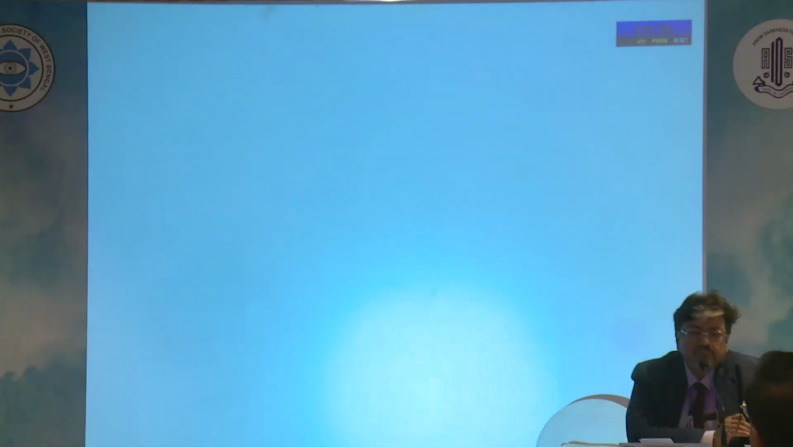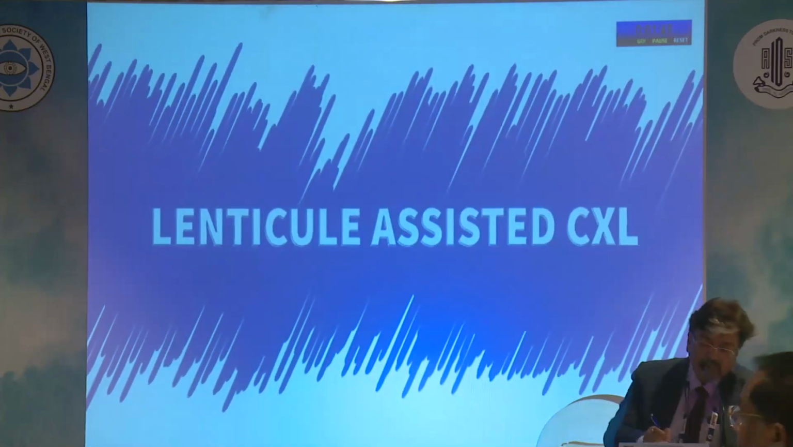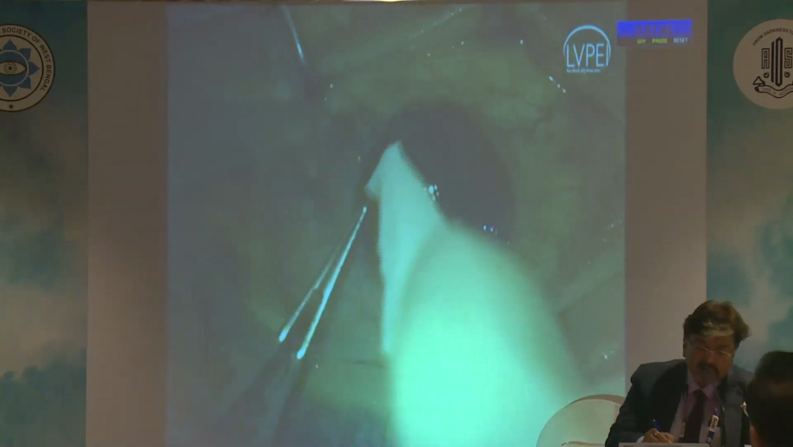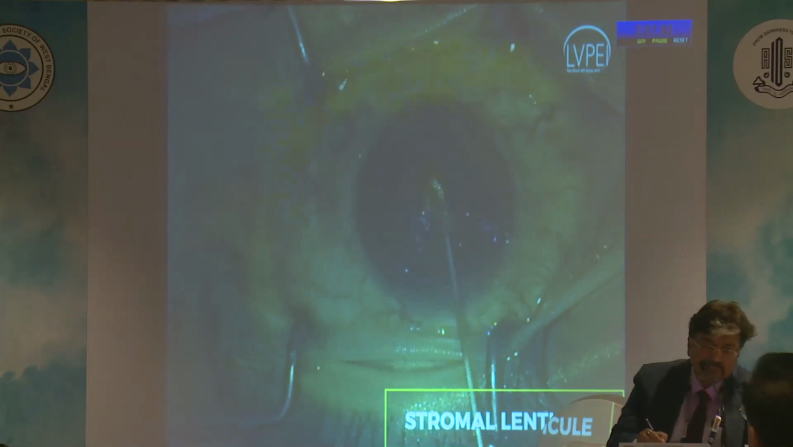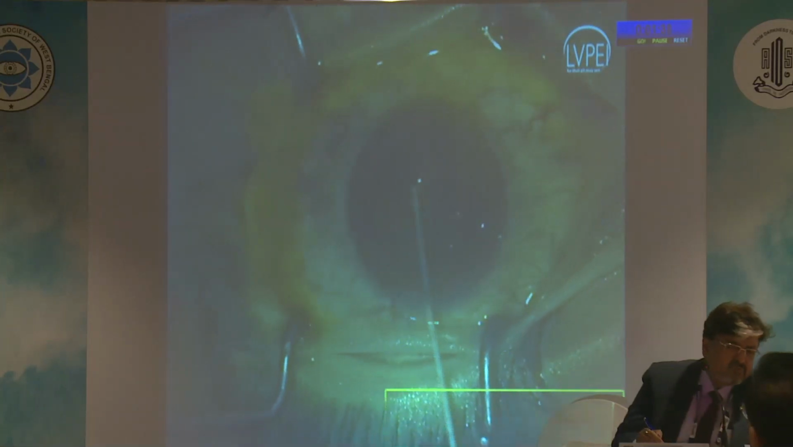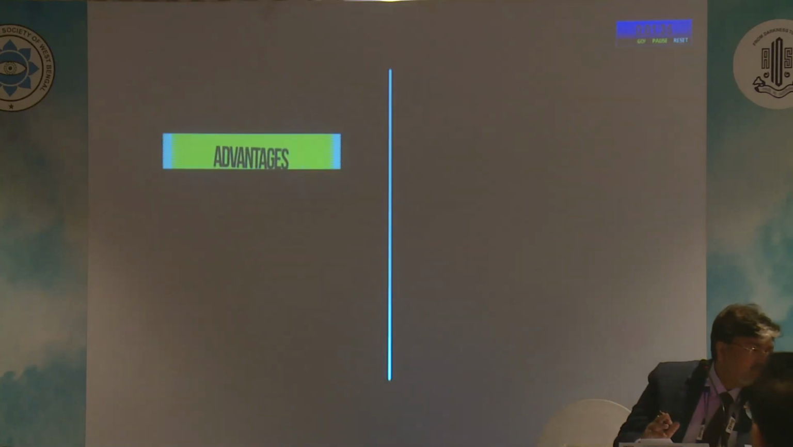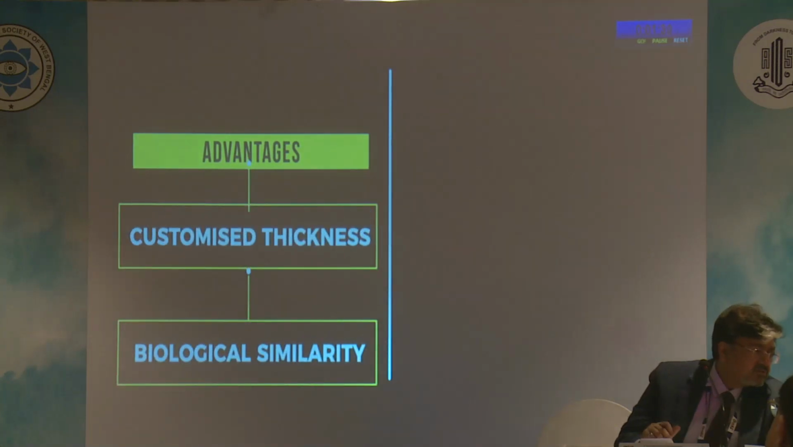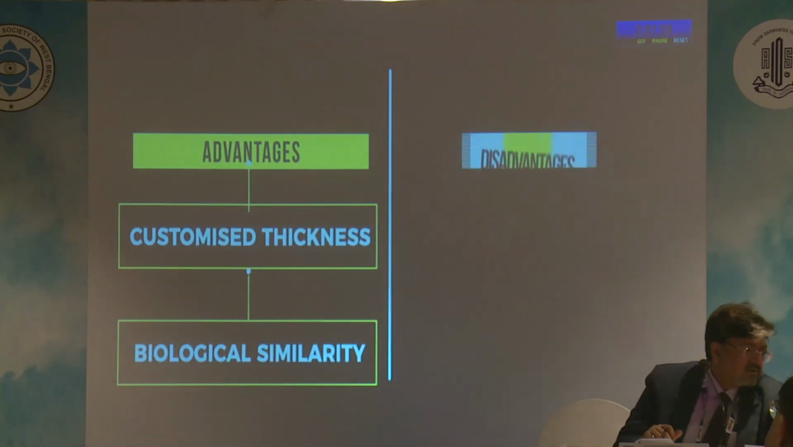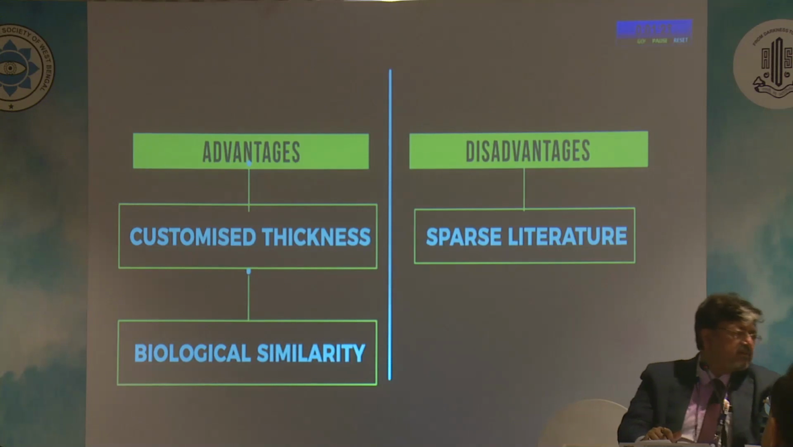In the next year, Sachdev et al. came up with a rather unique idea of a tailored stromal expansion using the lenticule extracted from patients undergoing small incision lenticule extraction, or SMILE, for myopic correction. The advantages of this procedure are that the lenticule thickness can be customized as per the patient, and the tissue is biologically similar to the patient's cornea. While this modification was found to be safe and effective in their initial study, it requires long-term trials to establish its safety and efficacy.